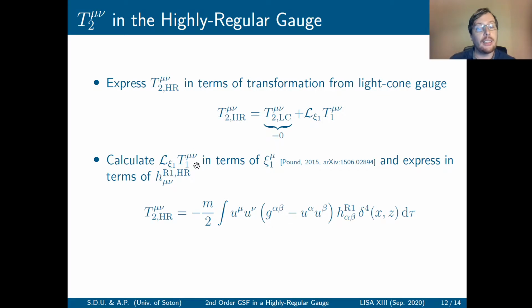So this quantity has already been calculated in terms of the gauge vector in this paper. So what we've done is we've taken our gauge vector to transform to the highly regular gauge, and we've substituted in the value for the gauge vector into this quantity here, and now we can express T2 in terms of the regular field of the highly regular gauge, which is just this nice simple expression here.